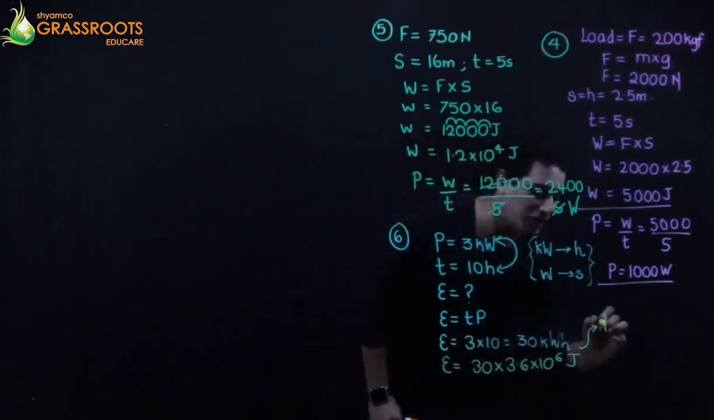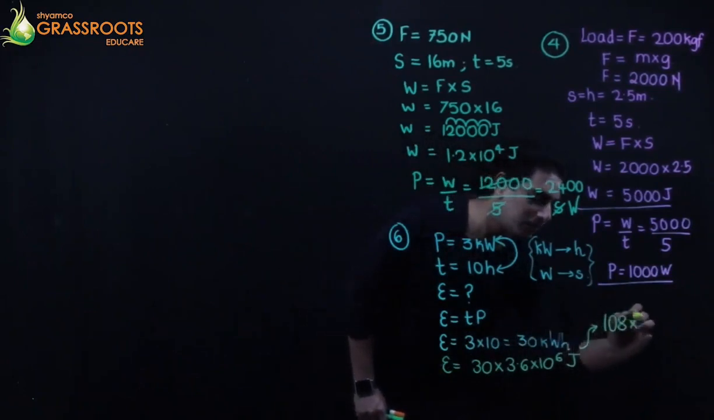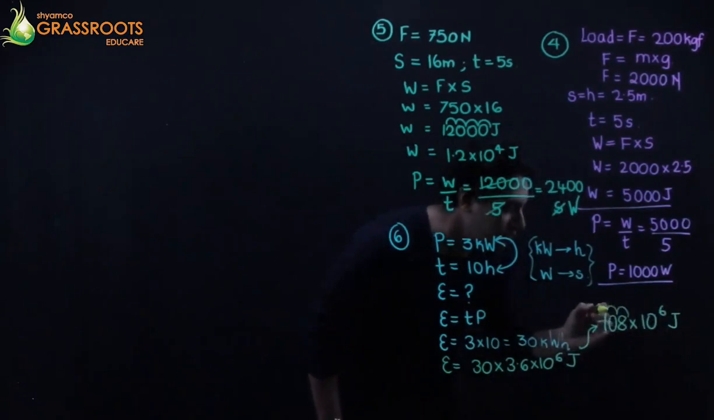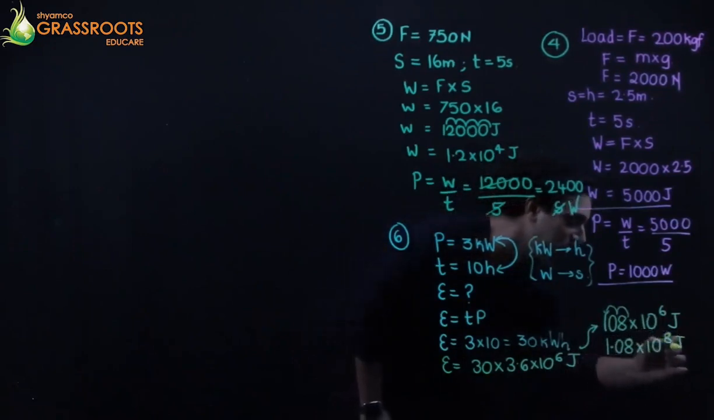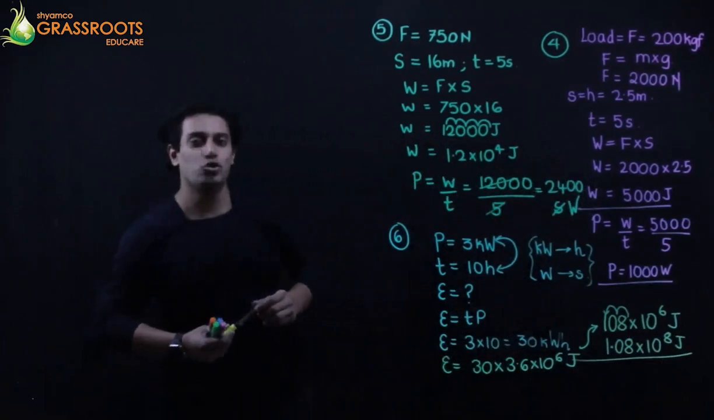That is going to be 36 into 3, 108 into 10 raised to 6 joule. Shift the decimal two places after 1. 1.08, and this becomes 10 raised to 8 because of 2 shifts. So 1.08 into 10 raised to 8 joules.